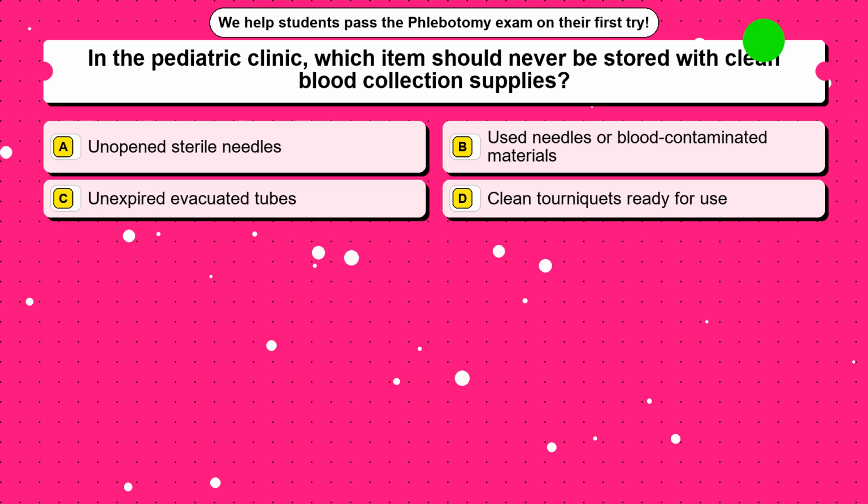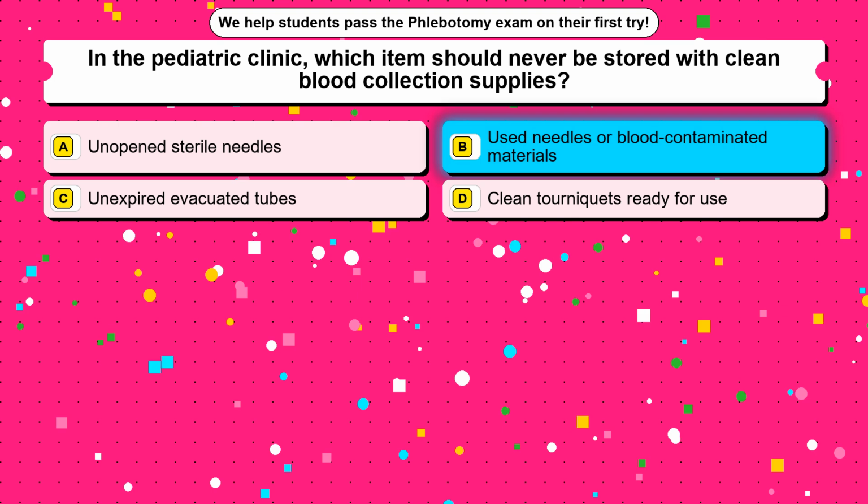Question 88. In the pediatric clinic, which item should never be stored with clean blood collection supplies? Option A. Unopened sterile needles. Option B. Used needles or blood-contaminated materials. Option C. Unexpired evacuated tubes. Option D. Clean tourniquets ready for use.